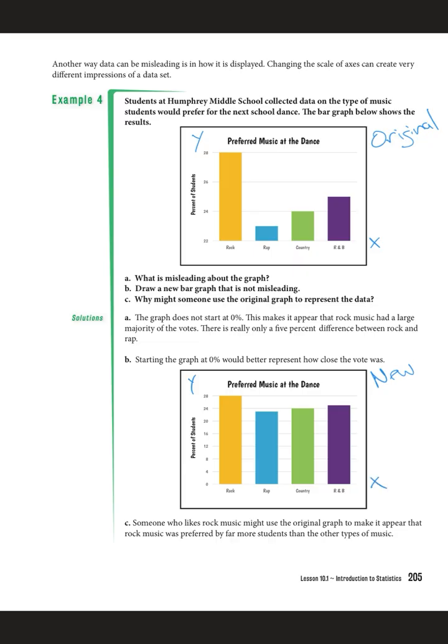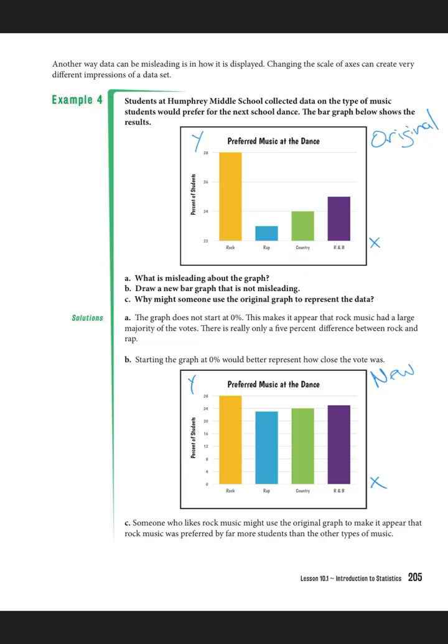So this new bar graph actually represents the distribution of the information a lot better. Okay, it gives an honest representation of the information. So the genres of music are actually a lot closer than originally shown in the other graph there. All right, which brings me to part C.